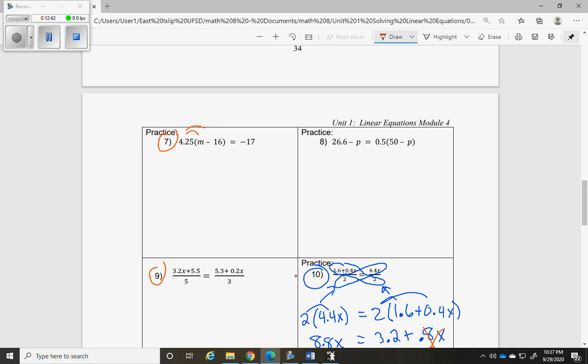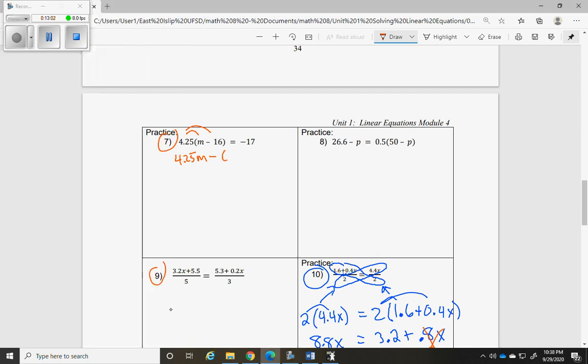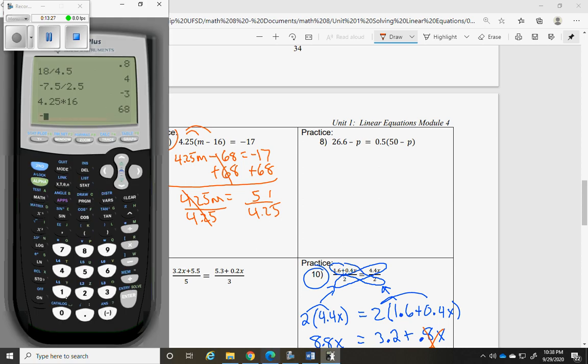Number 7, we have to distribute. 4.25m minus, and this one I actually want a calculator for. Like other things I was able to do on my own, this one I didn't know it was 68, so I get minus 68. So I'll add 68 to both sides. And divide both sides by 4.25. So we can double check that negative 17 plus 68. Of course, Mrs. Dans was right. Divide by 4.25, and we get 12.